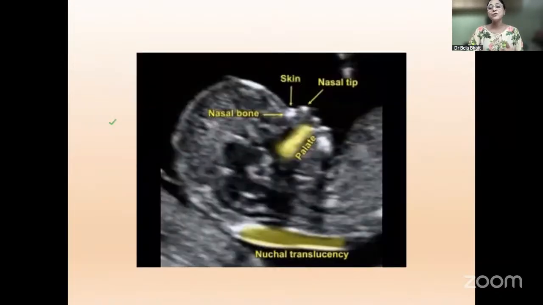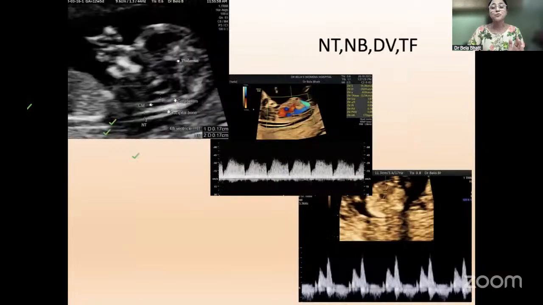Similarly, the image which is to be taken for NT-NB has to be standard. The head and the upper thorax have to occupy 75% of the screen. The skin above the nasal bone, NB, nasal tip, palate, and nuchal translucency, thin nuchal membrane, everything has to be seen well. Then only you can take that NT into account for risk calculation. So quality control is a must. Only a trained sonologist with a standard image can do a proper risk calculation.